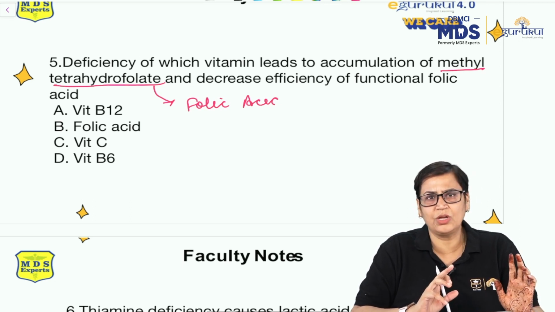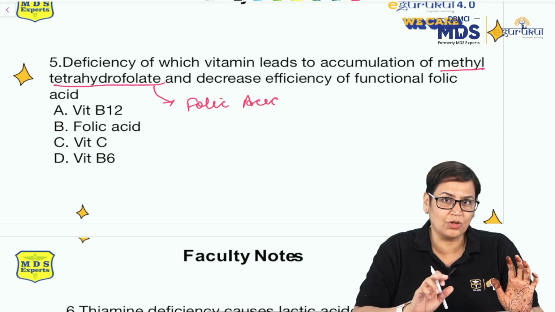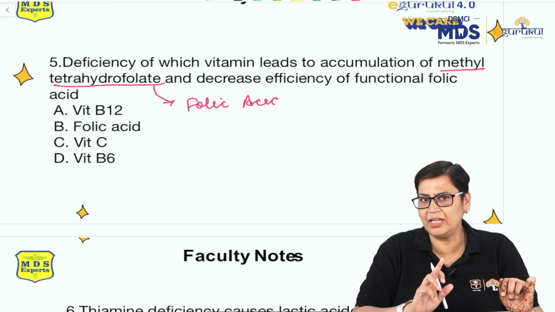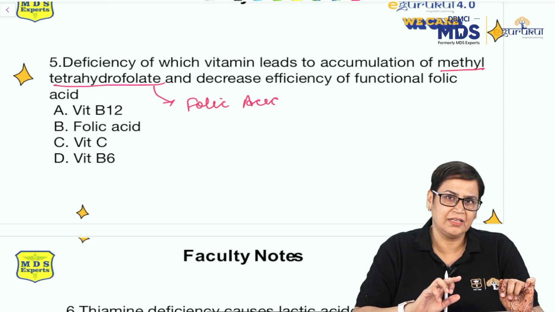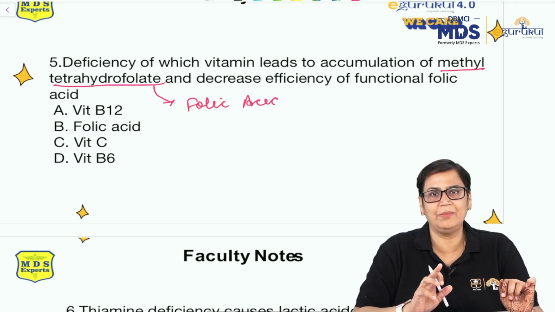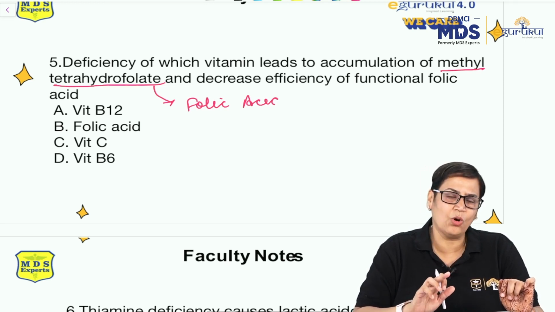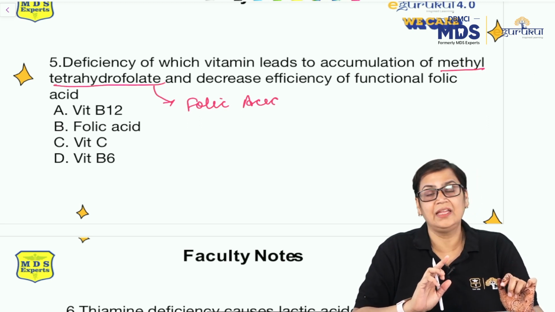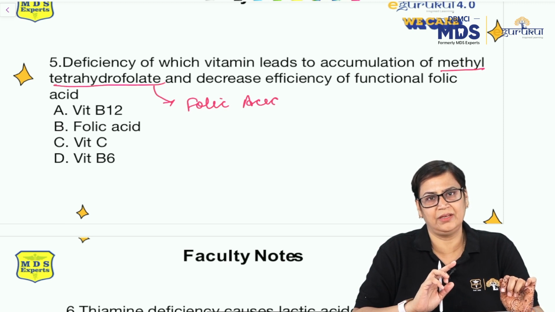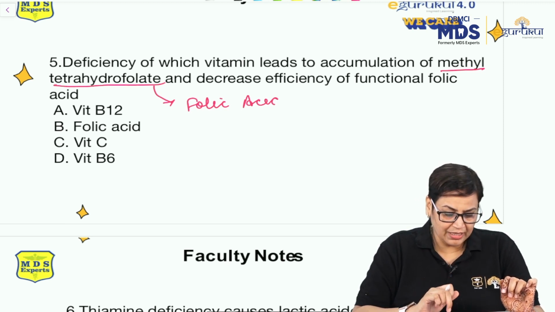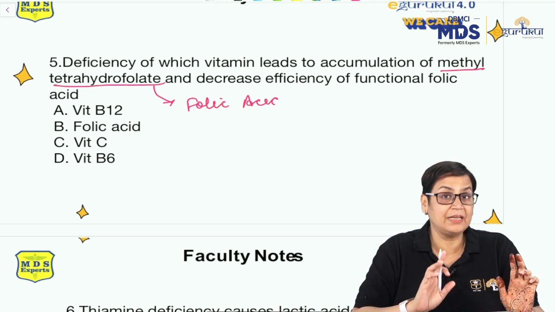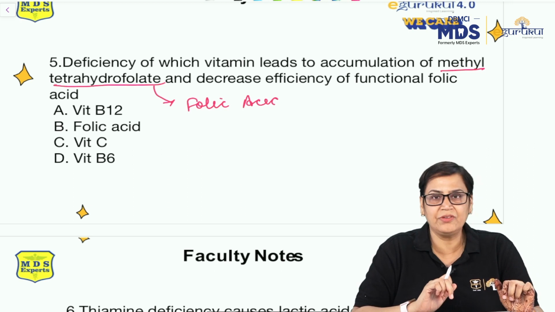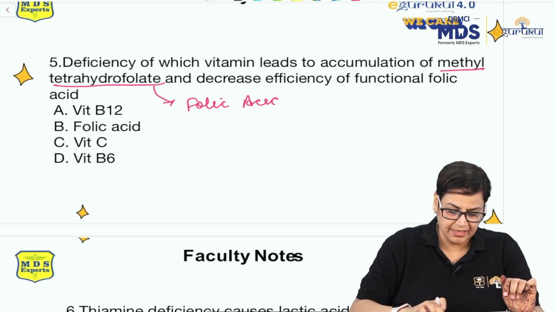So just try to recall, I have mentioned it in my videos also, there is one reaction in the body in which B9 folic acid and B12 cobalamin are interdependent on one another. That reaction is in the metabolism of methionine. If you look at the options, B12, folic acid, vitamin C and B6. Let me just discuss the reaction and then we will come over to the options. See, the reaction is this.